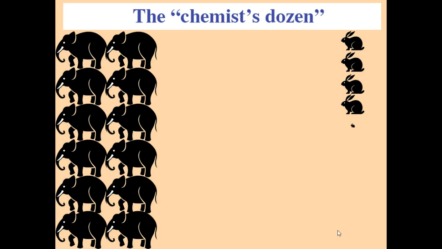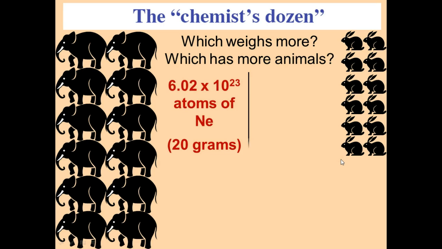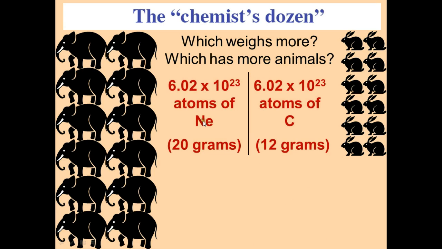Here's another analogy. Which weighs more, the elephants or the rabbits? Obviously, if you know from experience, elephants weigh a lot more than a bunch of rabbits. But even though they weigh more, there's still 12 rabbits and 12 elephants. The mole is like the same thing. A mole of one substance and a mole of another substance have the same number of atoms, but they weigh different.